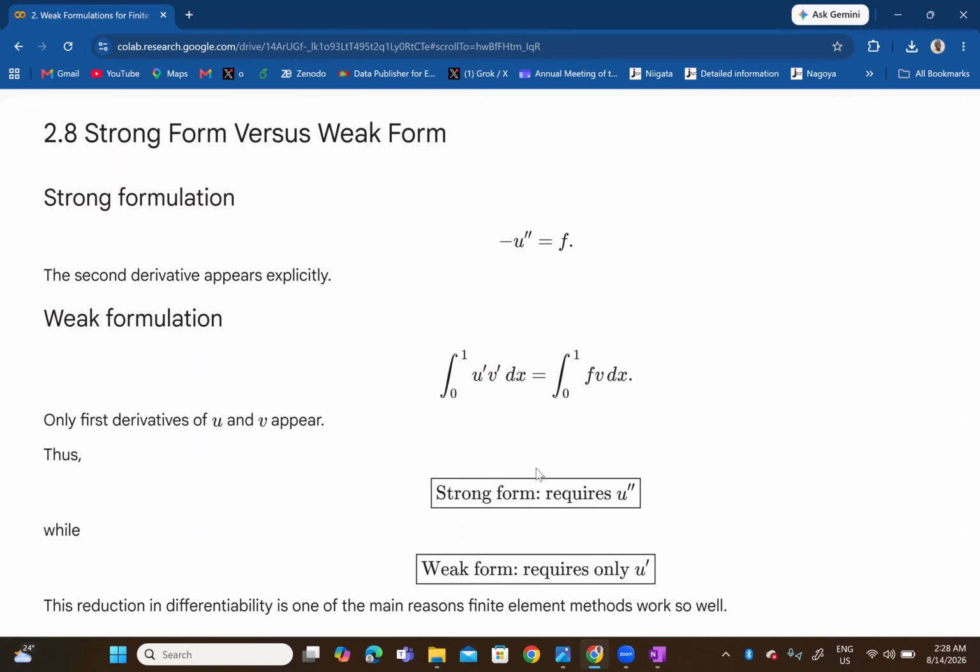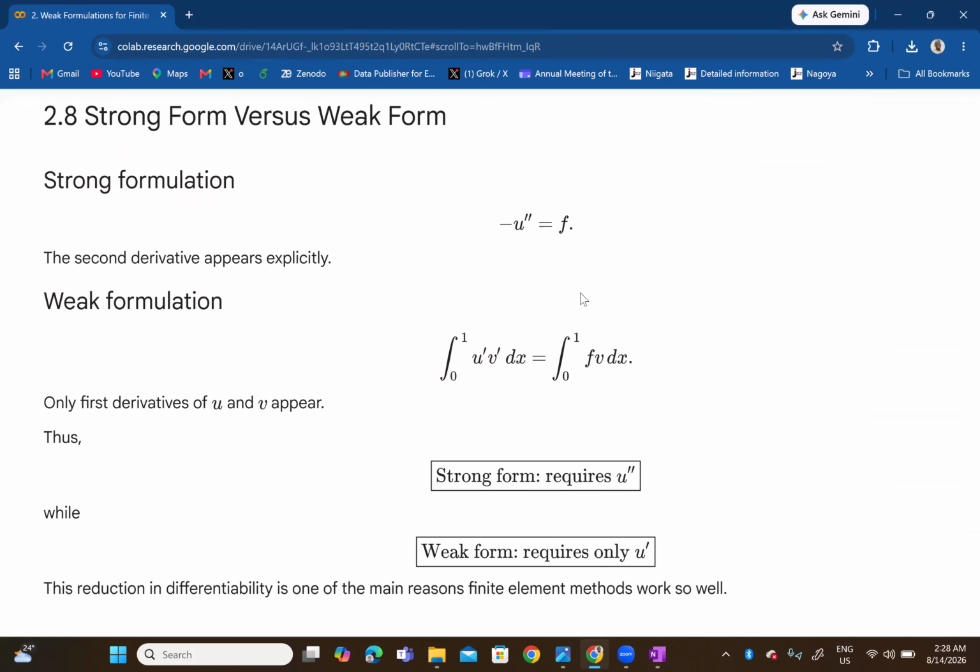Then let's talk about strong versus weak form now. For the strong formulation, minus u prime prime equals f. That's what we have, so the second derivative appears explicitly here. But the weak formulation is basically preventing us from having the second derivative. So even if u prime is not differentiable, we are still good to go when it comes to the weak formulation, because you have introduced a test function v. For the weak formulation, instead of having u prime prime, we just need u prime. So integral from 0 to 1 of u prime v prime dx is simply the same thing as integral from 0 to 1 of f v dx.